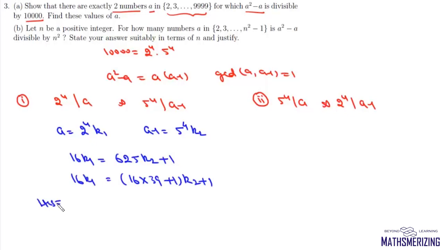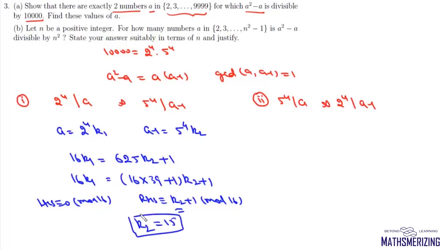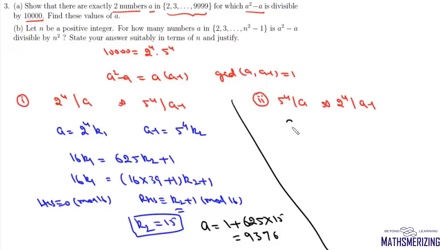Now this LHS is congruent to 0 modulo 16, and this RHS is congruent to k2 plus 1 modulo 16. That simply means that the value of k2 must be 15. And if we put k2 as 15, then the value of a will be 1 plus 625 into 15, which is 9376.